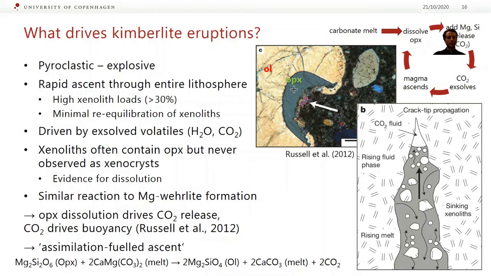Note there's probably a couple of sources of CO2 here. The first one is that if the CO2 saturation in the melt is falling as you add silicon and magnesium, then you are exsolving CO2 directly from the melt. The other one is that you're actually forming CO2 directly by this reaction.